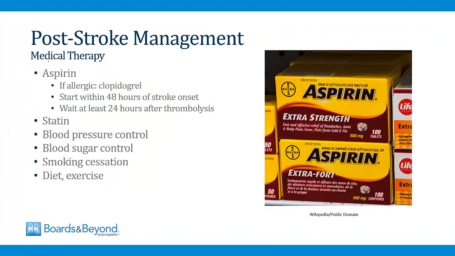The management of patients after a stroke is the same management as for patients who have had a TIA. All patients should receive aspirin. If they're allergic, they can be treated with clopidogrel. Aspirin should be started within 48 hours of the onset of the stroke, and if you administer thrombolysis, you need to wait at least 24 hours after thrombolysis before you give the first dose of aspirin.